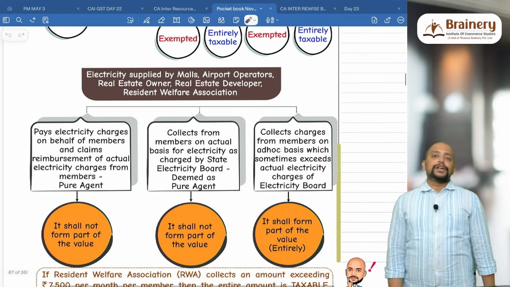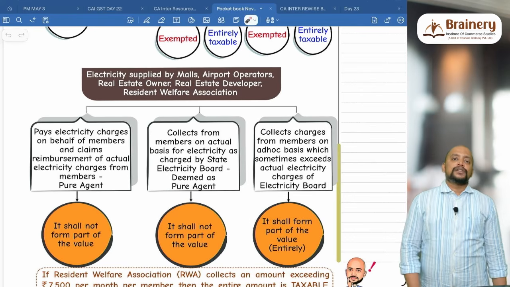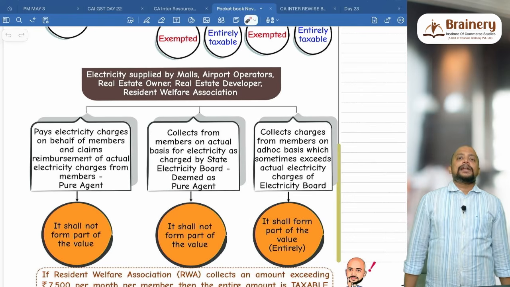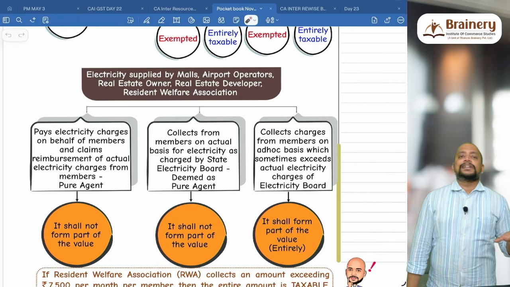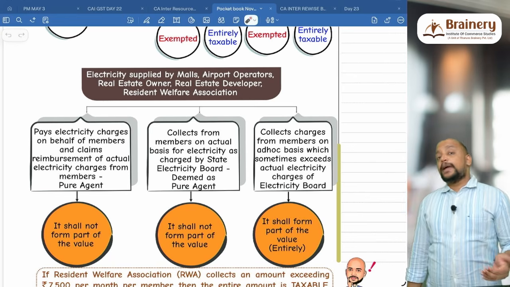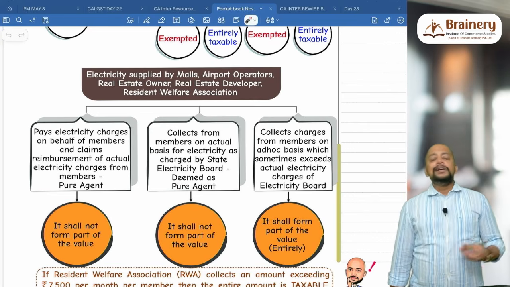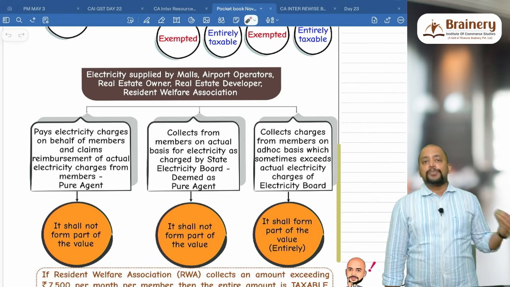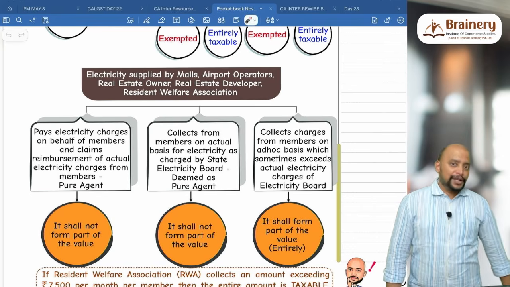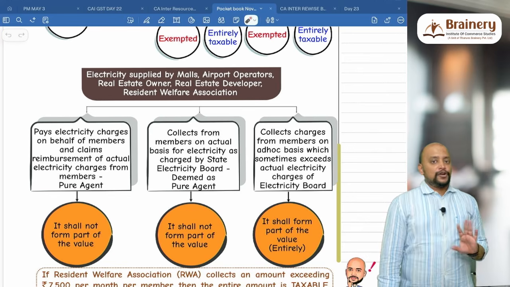Now there is one important circular in this regard. Usually electricity charges will be collected by the association from the members. It can be any association and they will be collecting it from the members. What is the treatment of that electricity charges? Suppose the electricity bill is in the name of the member, but the association has paid it and has recovered it from the member, then automatically the association will become a pure agent, and therefore that electricity charges recovered will not be included in the value of that maintenance charges for computing the 7,500 rupees point.